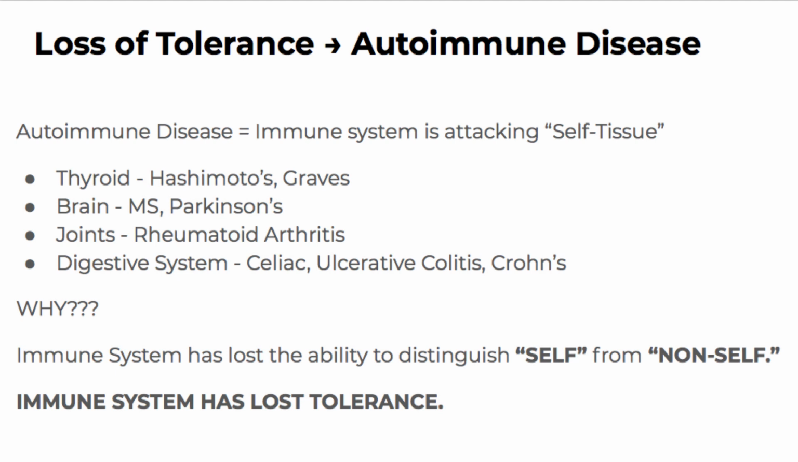It's your immune system responding and bringing things there that trigger inflammation. So we need to understand this concept here. The why of why this has happened: why is your immune system attacking the thyroid, why is it attacking the brain, why is it attacking the joints? The immune system has lost the ability to distinguish self from non-self. The immune system has lost tolerance.